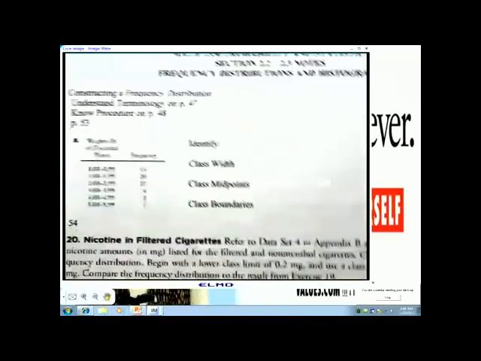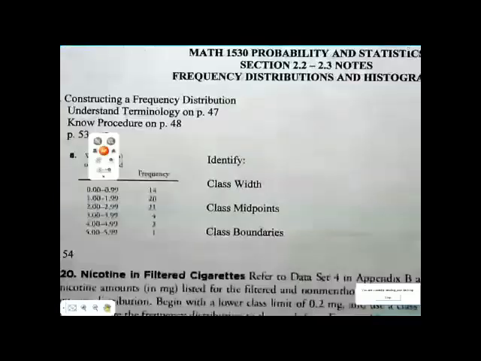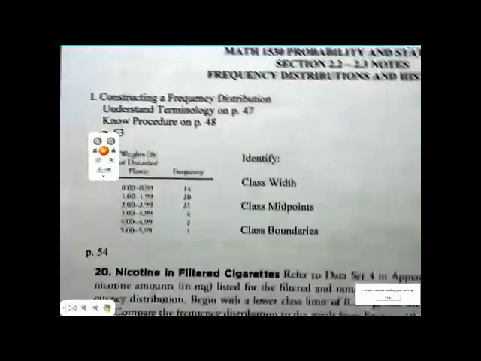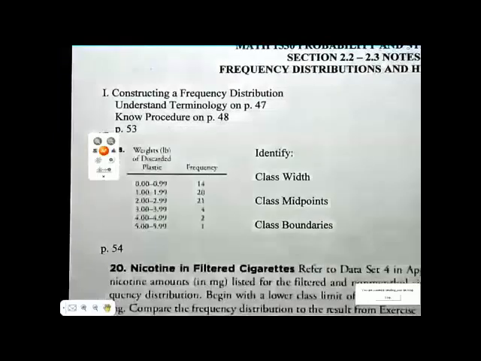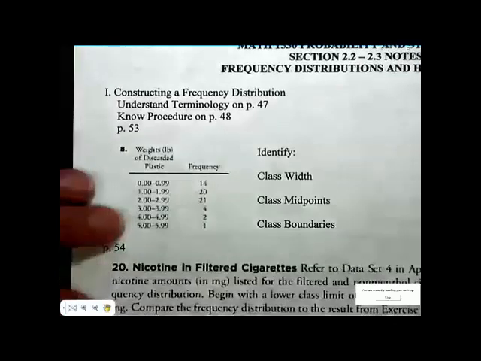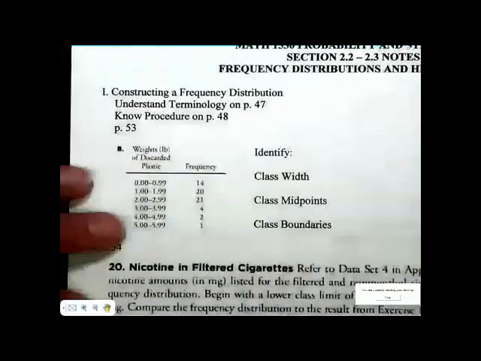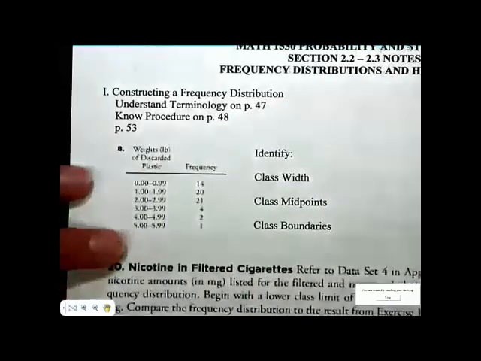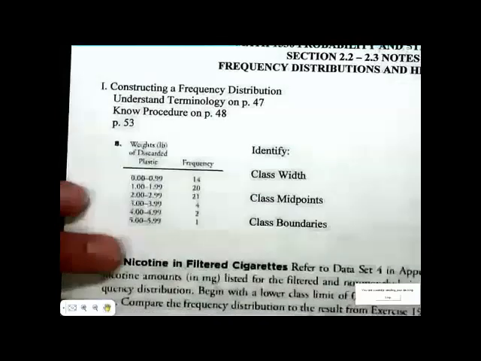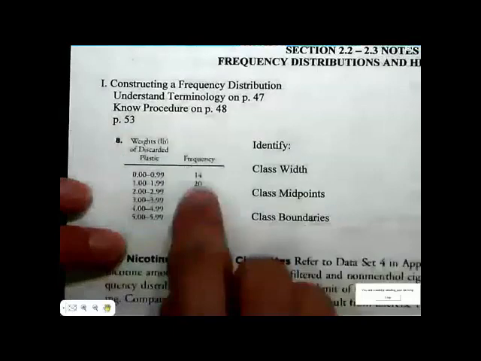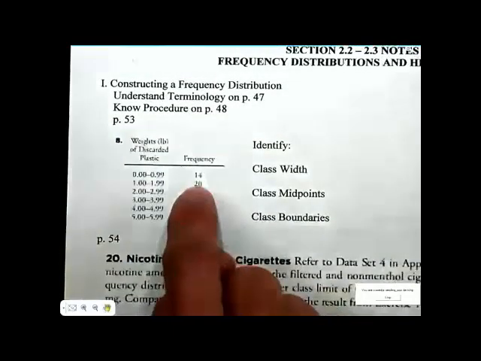Let's make sure you understand the terminology first. You have some problems in the homework that just say identify the class width, the class midpoints, the class boundaries, and then you have some where you actually have to make the table. This first problem gives the weights in pounds of discarded plastic. I think that is maybe per household per week. And the frequency would be the number of households who had that many pounds of trash per week.